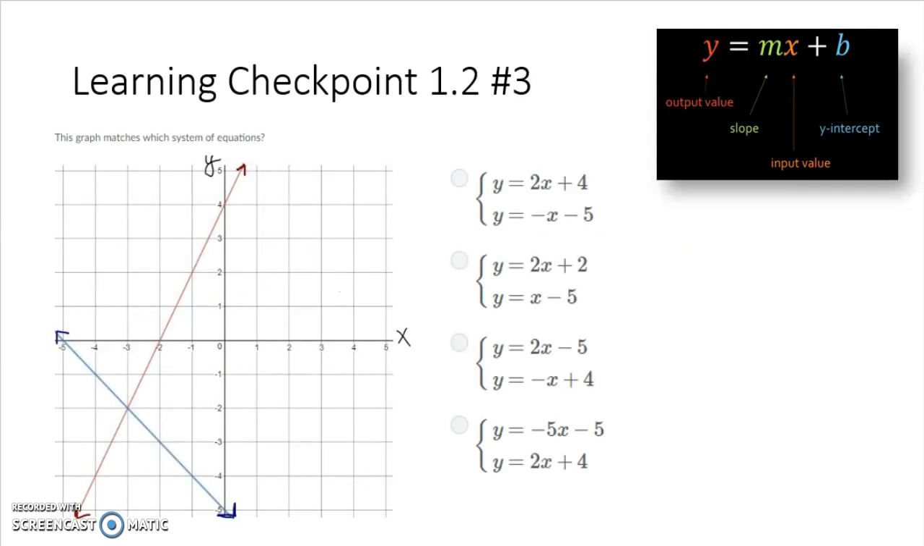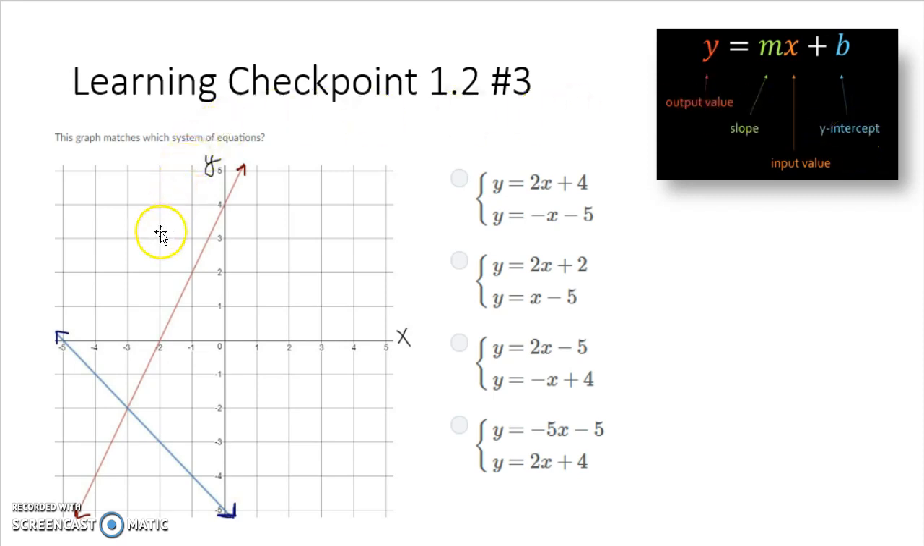Question number 3 says, this graph matches which system of equations? All of your answer choices contain 2 equations, and all of the equations happen to be in slope-intercept form. That's extremely useful for us because the slope-intercept form is super easy to develop based off of looking at the graph, because all you need is the slope and the y-intercept to create these equations.